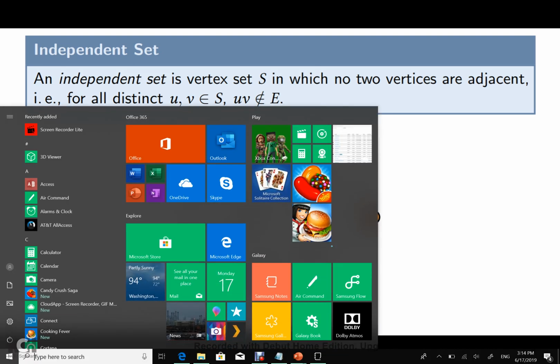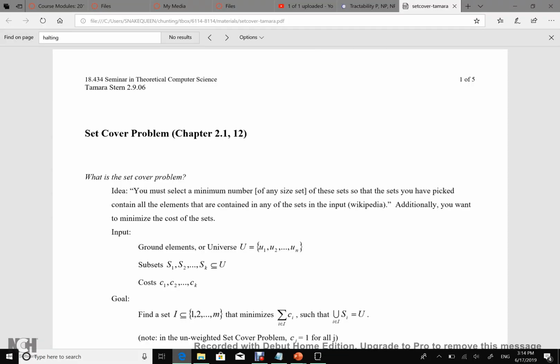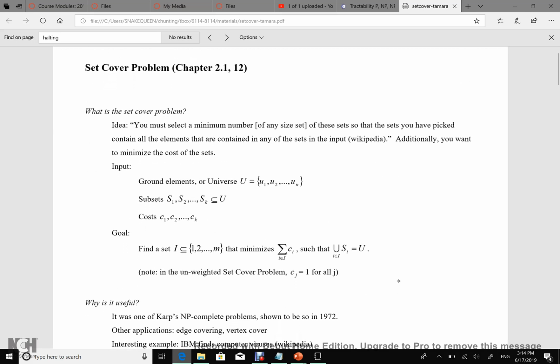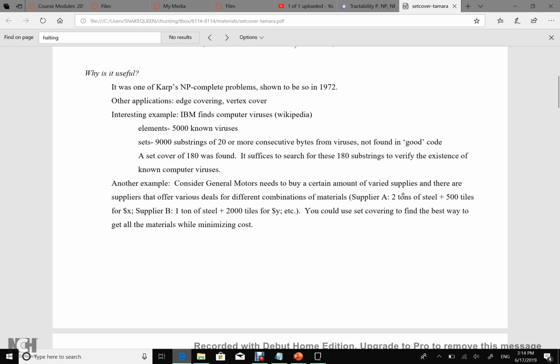Okay, so now let's take a look at approximation algorithms. And let's use the set covering problem as an example. What is the set covering problem? We must select a minimum number of sets such that the sets you have picked contain all the elements that are contained in any of the sets in the input. Let's take a look at an example here.